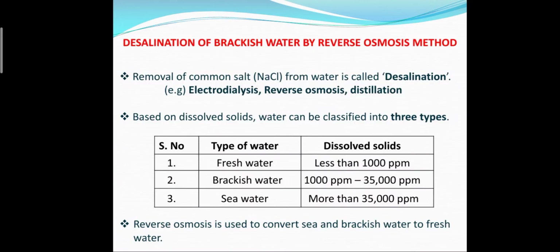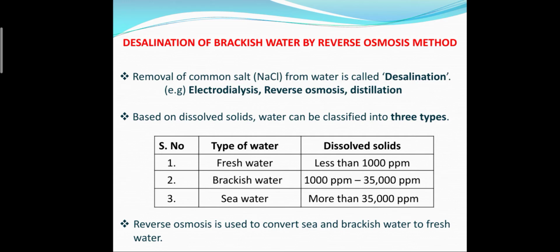Before discussing this process, we have to know what desalination is. The process of removing common salt from water is called desalination. It can be done by different methods such as electrodialysis, distillation, reverse osmosis and so on.